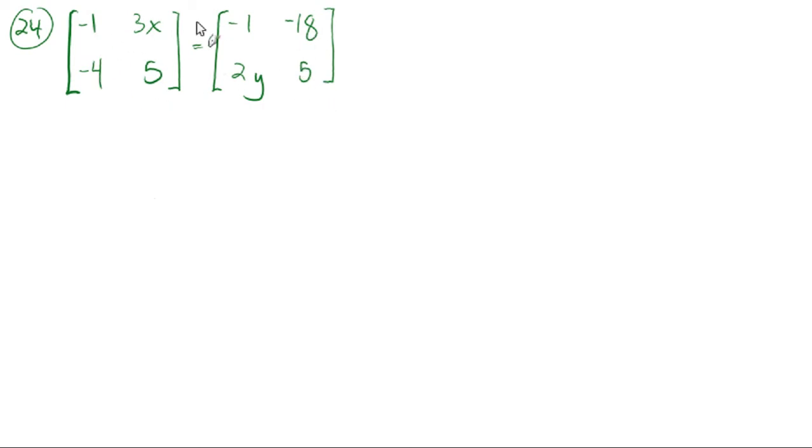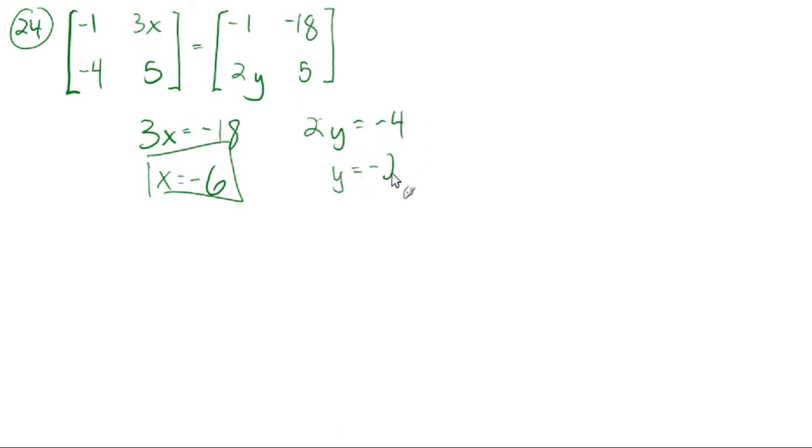Well, now we have 3x and negative 18. This needs to be negative 18, right? So what would x have to be to make negative 18? We could just say 3x needs to be equal to negative 18. Solve for x, divide by 3 on both sides, and we get x is negative 6. That's what x would have to be. Also, 2y and negative 4 have to be the same. So 2y has to be equal to negative 4, so y would have to be negative 2. So there you go.